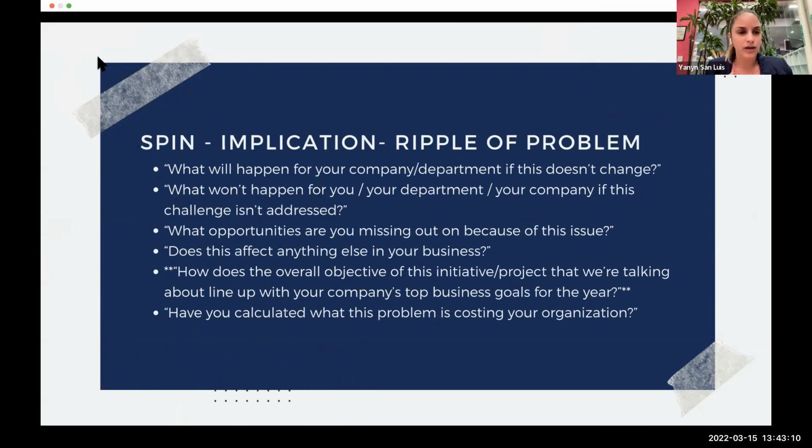You have a couple here. What opportunities are you missing out on? What won't happen for you if your department or your company, if this challenge isn't addressed? So you're getting them to think through, if this problem is not solved, how am I going to resolve this? How am I going to move forward? This is how you're creating the sense of urgency and what is really a priority for them at that time.